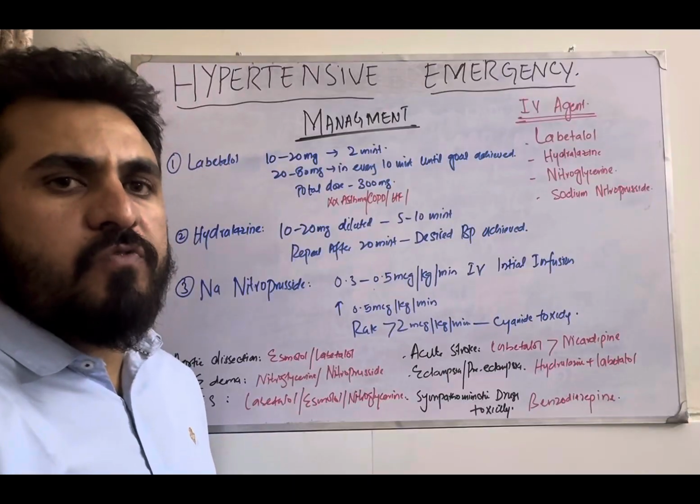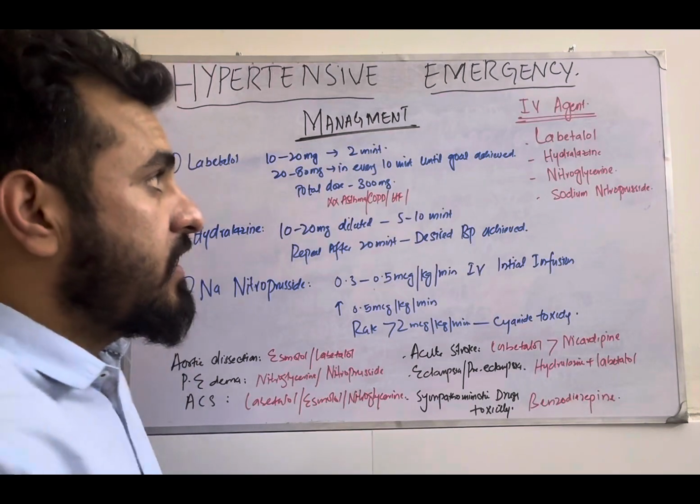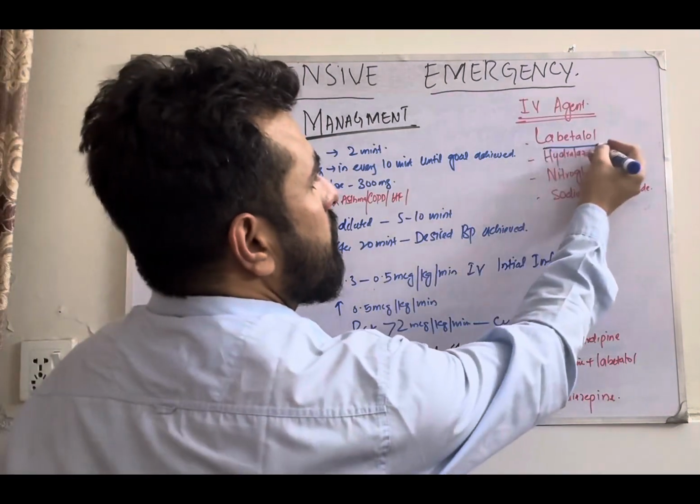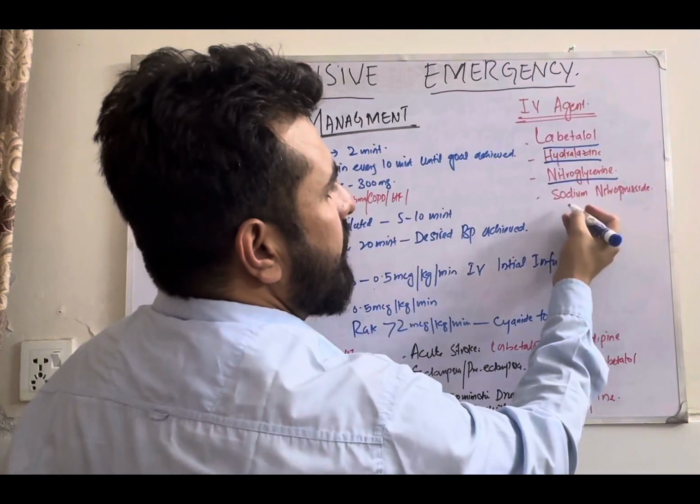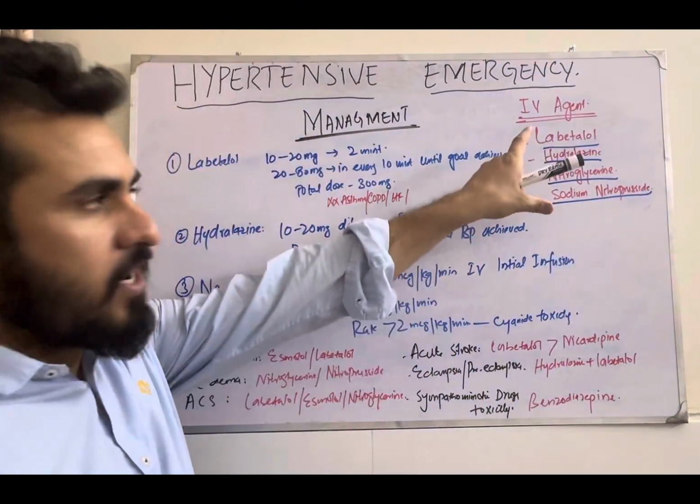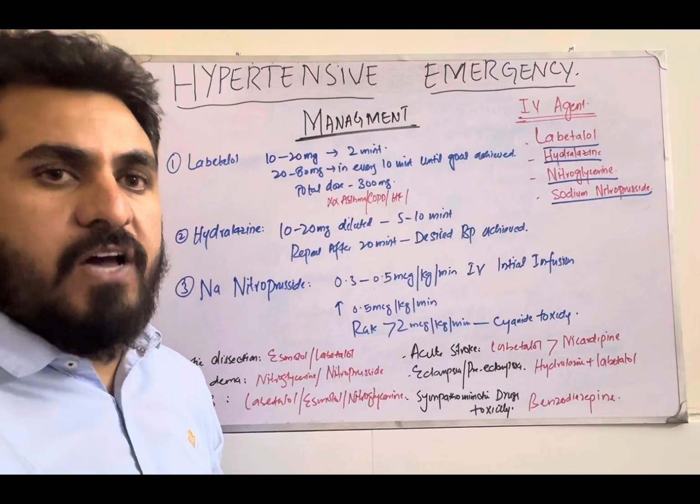The IV agents we use for the management of blood pressure are labetalol, hydralazine, nitroglycerin, and sodium nitroprusside. These four are the IV agents we use for the management of hypertension.